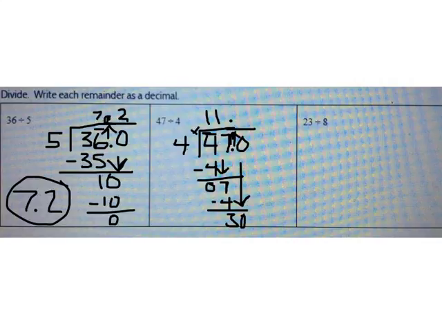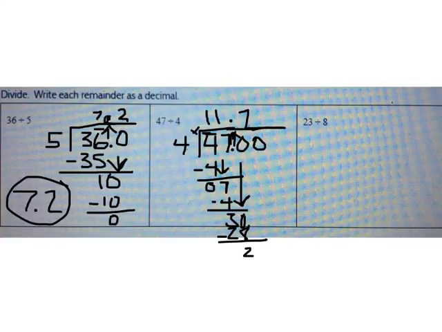How many times does 4 go into 30? Now I'm in the tenths place. 4 goes into 30 7 times. What's 7 times 4? It's 28. When I subtract, how many do I have left over? I have 2. I still have a remainder, so I'm going to add another 0.